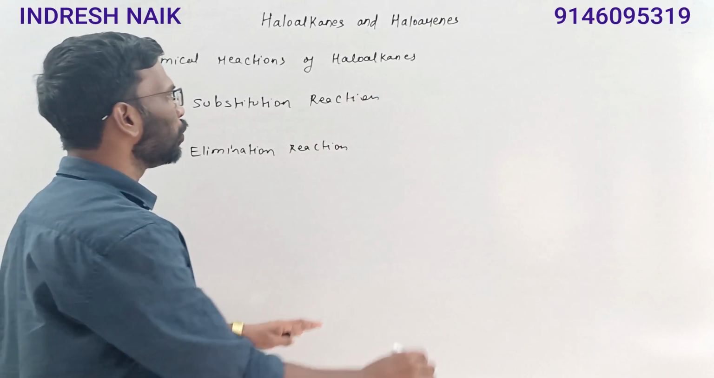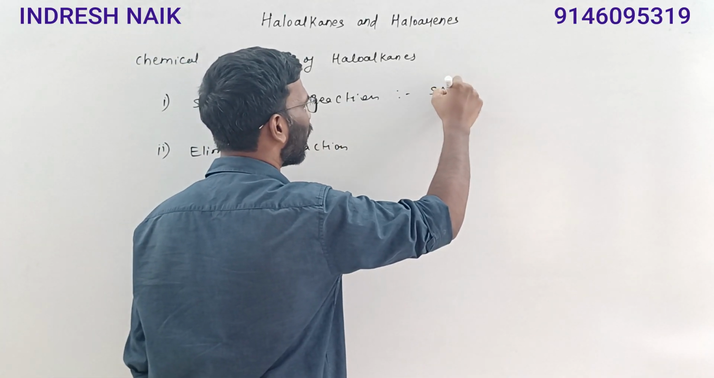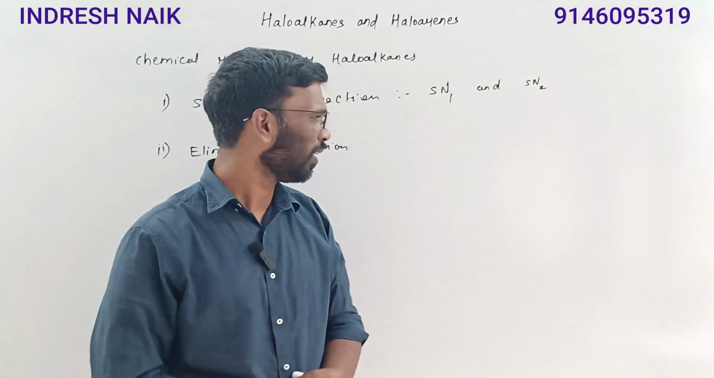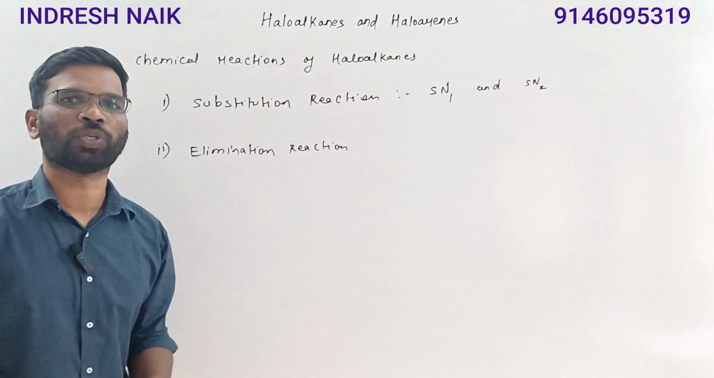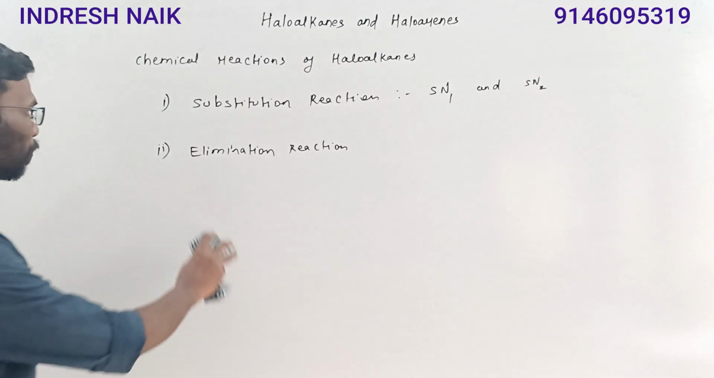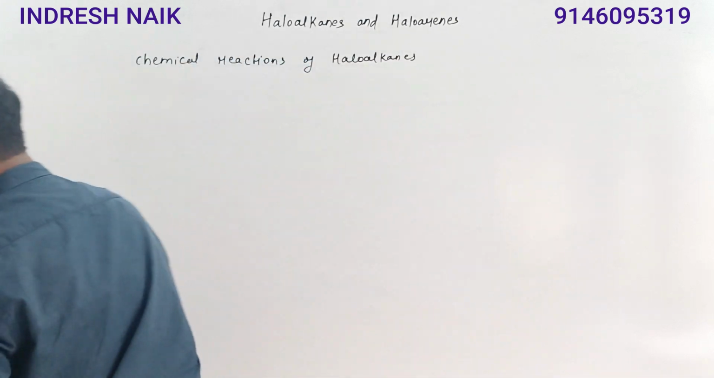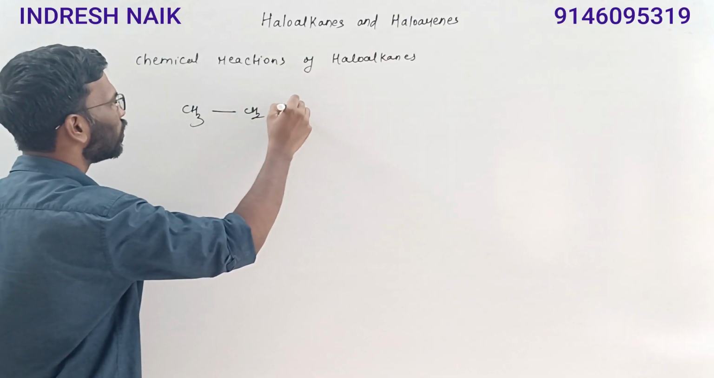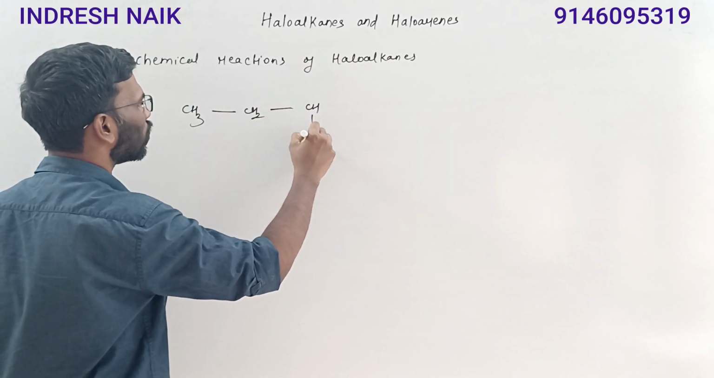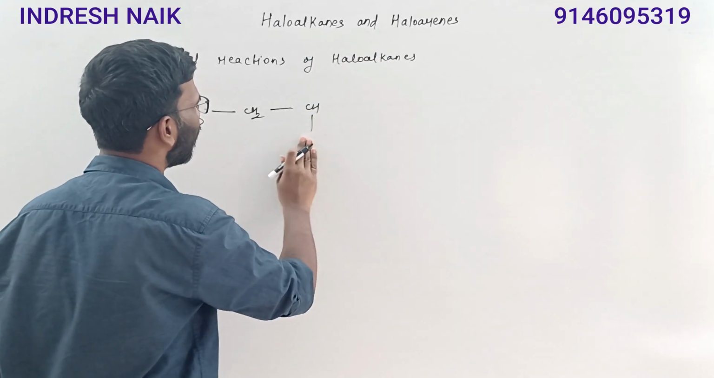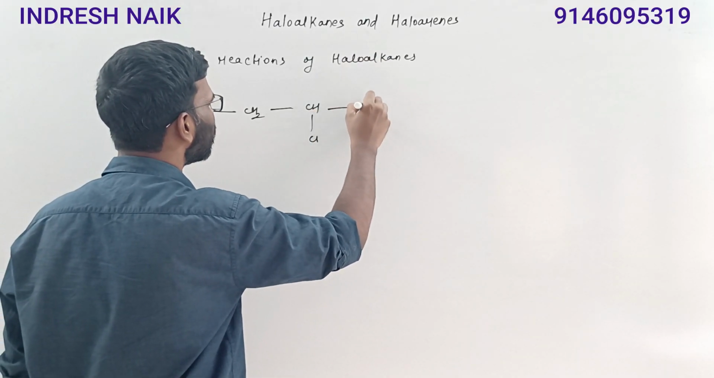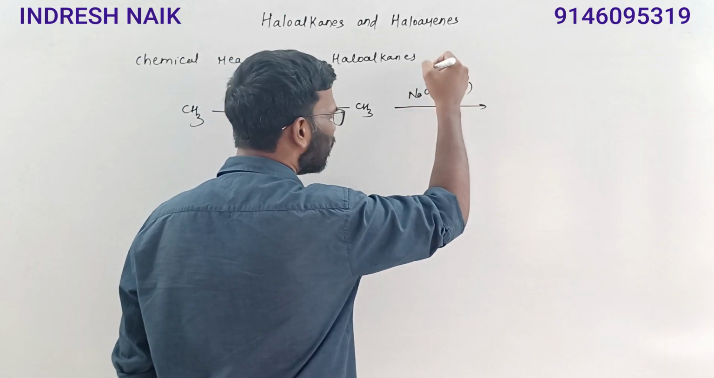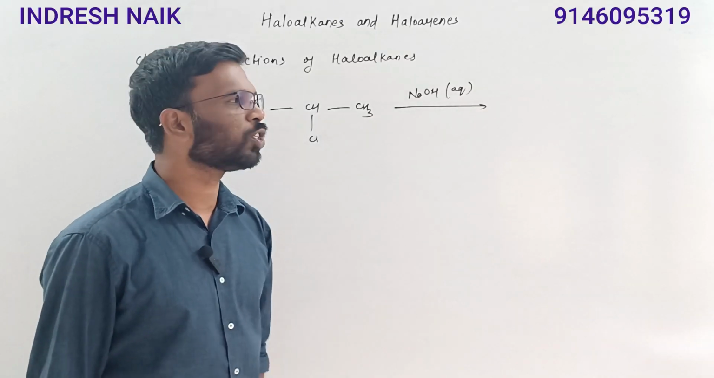Okay, so substitution reaction, there are two kinds. There is SN1 and the other is SN2. Okay, we'll discuss this in detail, but how to identify whether a given reaction is a substitution reaction or an elimination reaction. So we'll discuss this. I'll write the alkyl halide. Let's say this is the alkyl halide, CH3, Cl is there. Okay, and here there is CH3, and you put NaOH. It is a base, and the medium is aqueous.